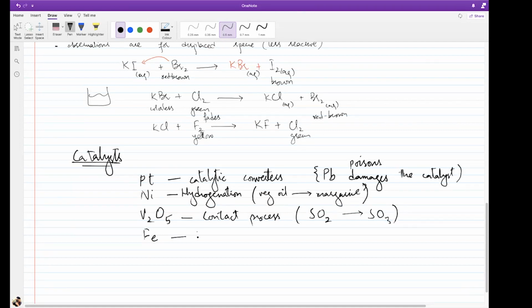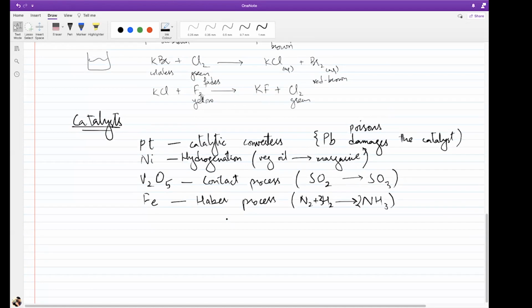And iron is used in the Haber process. And what they do is they use nitrogen and hydrogen to make ammonia. This is a very useful, very important reaction, and we're going to use this equation multiple times. So these four catalysts, you have to remember them, okay? It's not that only these four are used or that no other are used. There are many other catalysts that come from transition metals, but these are the four that you need to remember.